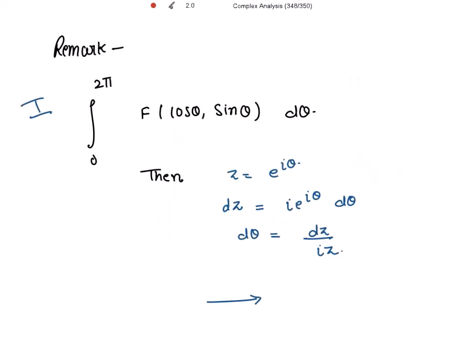Number 1. Whenever you are having the integrand or the function involving cosine and sine theta, then put z equal to e to the power iota theta. Then you get dz to be iota e to the power iota theta d theta. This will be changed into iota e to the power iota theta is z, so this is iota z. So we find d theta to be equal to dz divided by iota z, right?